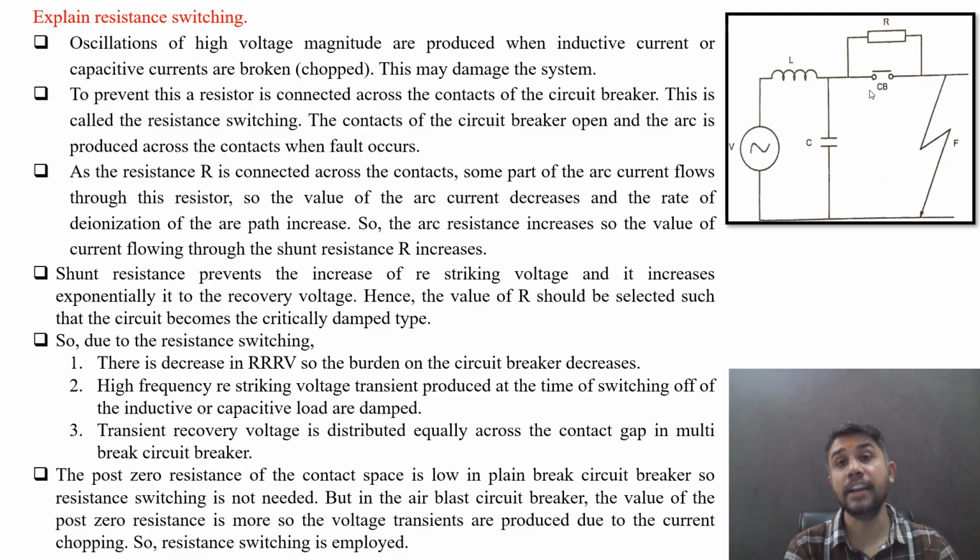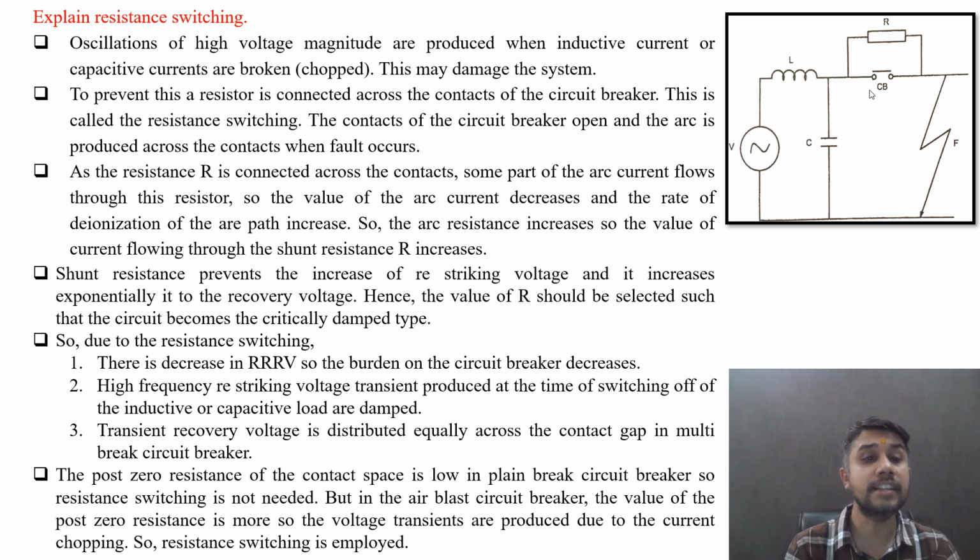When the fault occurs, the contacts of the circuit breaker open and the arc is produced across the contacts, that is, the moving contact is separating from the fixed contact. As the resistance R is connected across the contacts of the circuit breaker, some part of the arc current flows through that resistor. So the value of the arc current decreases and the rate of deionization of the path increases. So the arc resistance increases, and hence the value of current flowing through the shunt resistance R increases continuously.